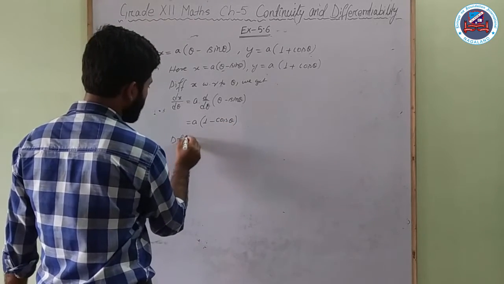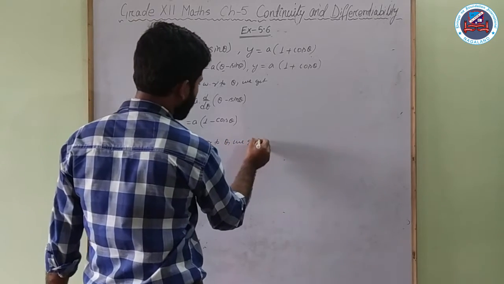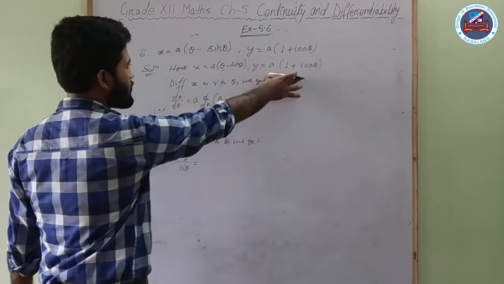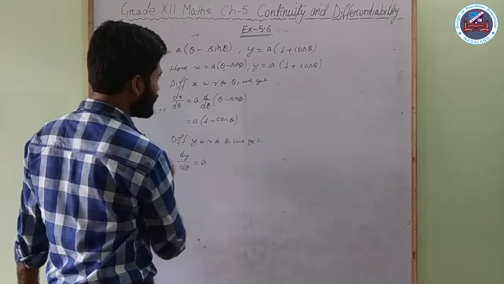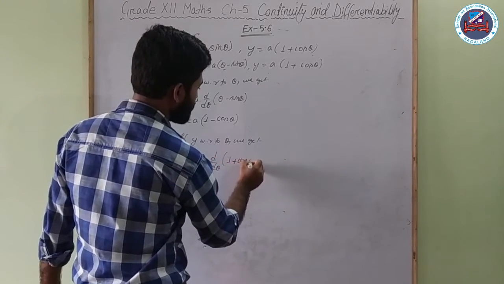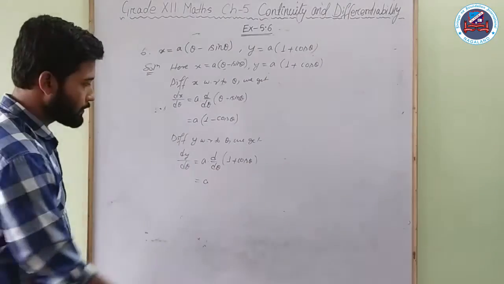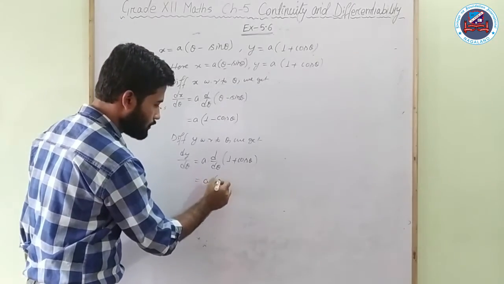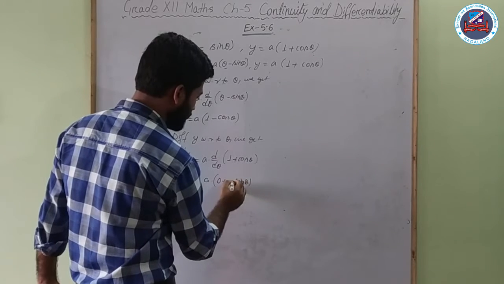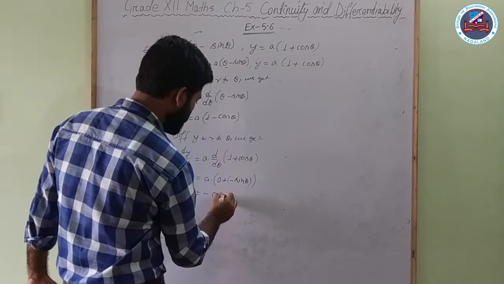Again, differentiating y with respect to theta, we get dy by d theta, and that will be equal to a, bringing the a outside because it is a constant, into d/d theta of (1 plus cos theta). Now 1 is a constant here, so d/d theta of 1 will be 0, plus d/d theta of cos theta will be minus sine theta. This will give us minus a sine theta.